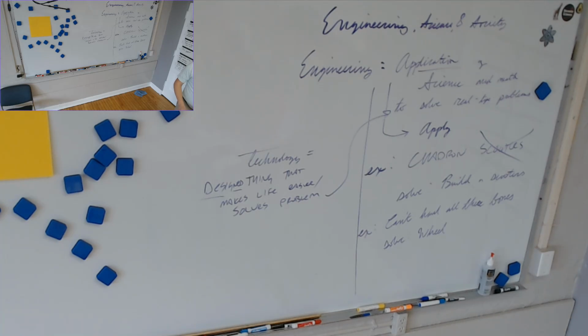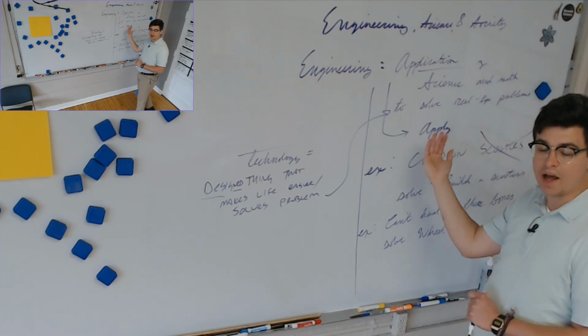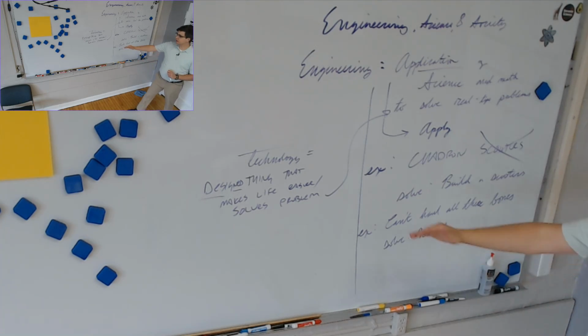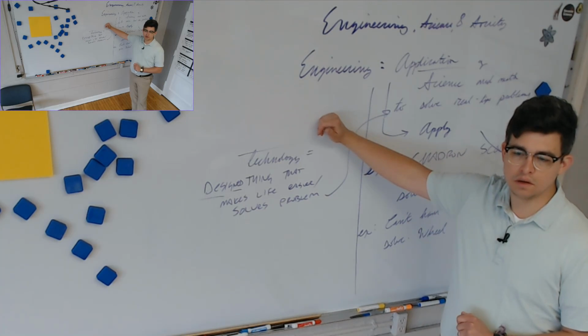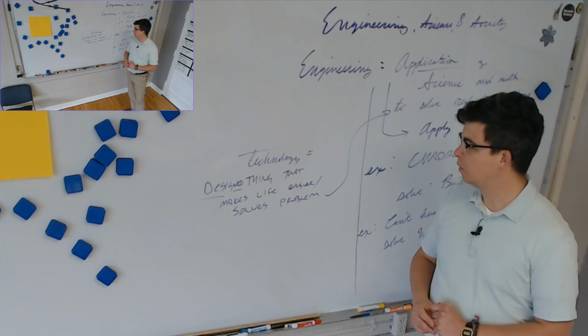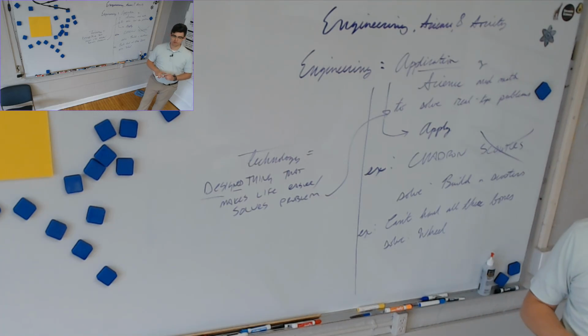How are science and engineering related? Well, we said before that we can think of engineering as kind of like applied science. Science applied to a problem is engineering. How are technology and science related? What does science have to do with the designed thing that makes life easier and solves the problem?